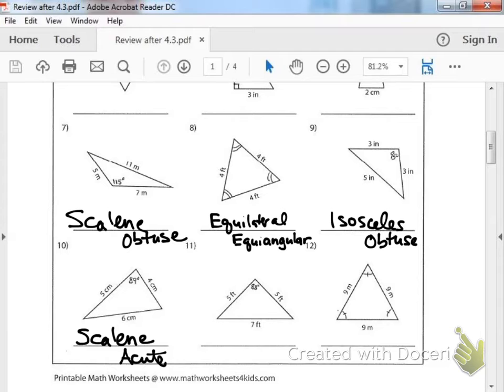Number, what are we on? 11? Yeah, 5, 5, and 7. So 2 of the sides are the same, so it's isosceles. And then that says 88 degrees, so acute. And then the last one's equilateral, equiangular. All right, that's the whole front. That was section 4.1. What are your questions?